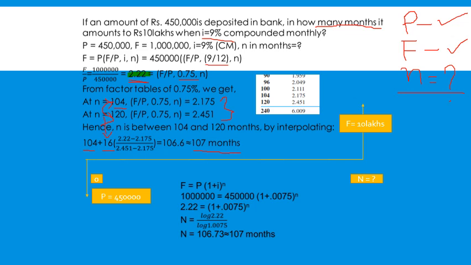See here, you can directly get it here. F is equal to 10 lakh, that is equal to 4 lakh 50,000 multiplied by (1 plus 0.0075) whole raised to n. 2.22 is equal to (1 plus 0.0075) whole raised to n. N is equal to, taking log on both sides, I get very easily 107 months. The choice is yours. You can use any method as you prefer.